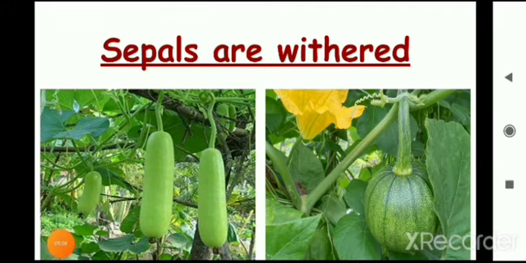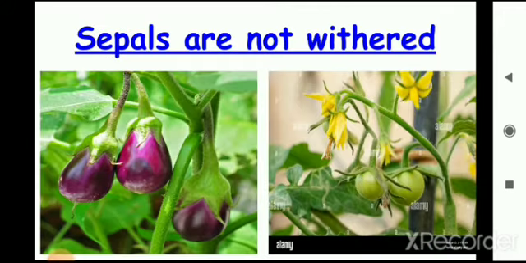By this it is clear that in the flowers of some plants like tomatoes, strawberries and brinjal, the sepals do not wither or dry up but remain attached to the fruit. Like in this picture you can see. First one is brinjal and second one is tomato. You can see sepals are not withered, right? They are attached with the fruit.